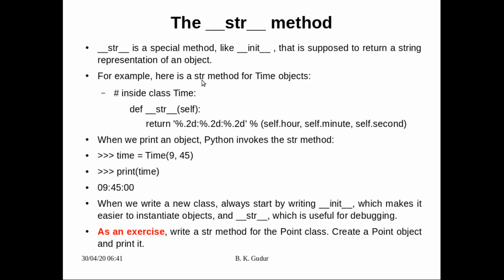For example, here is a str method for a Time object. Inside the class, the definition will be def __str__. It will take one object, an object of the class type Time. This is self, and what it does is return the string representation of an object.